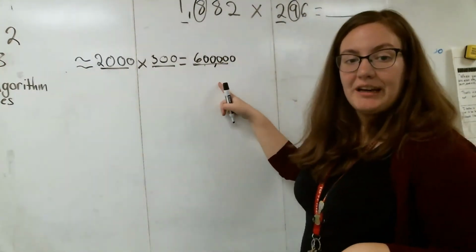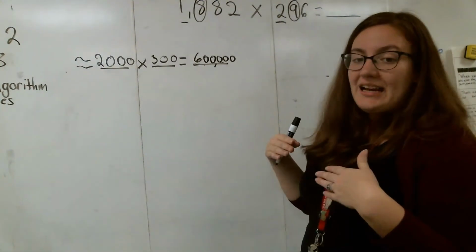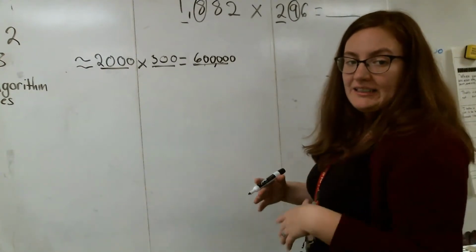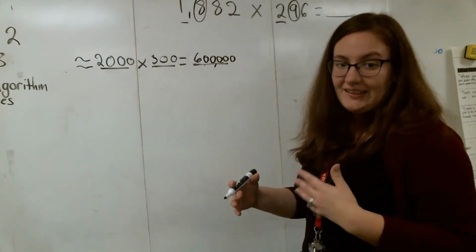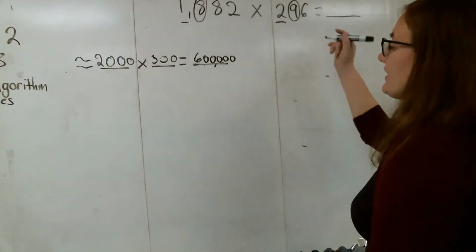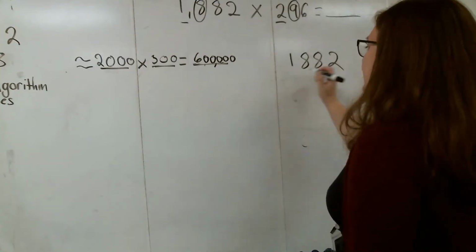And this shows me that my answer is going to be close to 600,000. Remember, this is not exactly what my answer is going to be, but it lets me know that my answer is going to be in the 100,000s, not the 10,000s or the thousands or the millions. So let's set up our standard algorithm and solve this problem.